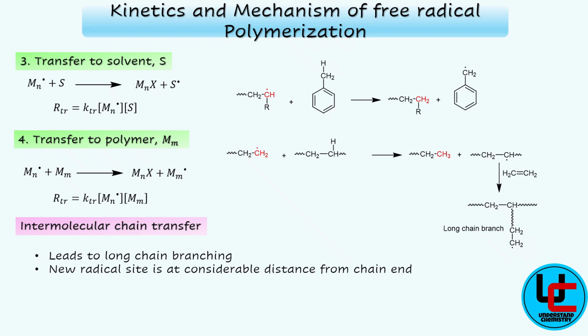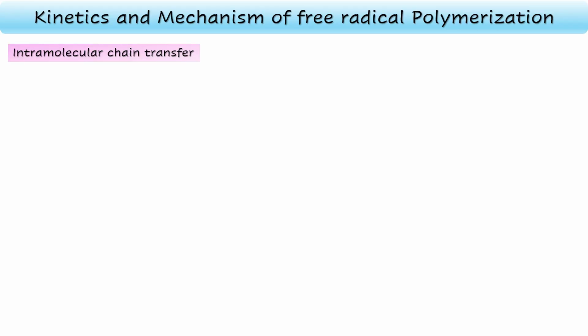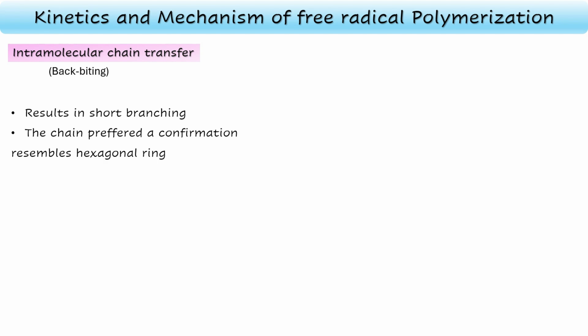There is another way of chain transfer called intramolecular chain transfer. Here the radical at the end of the chain attacks another part of the same chain. This is why this process is called backbiting. This results in short branching. The new radical site serves as a branch point for adding chain extension or branching.